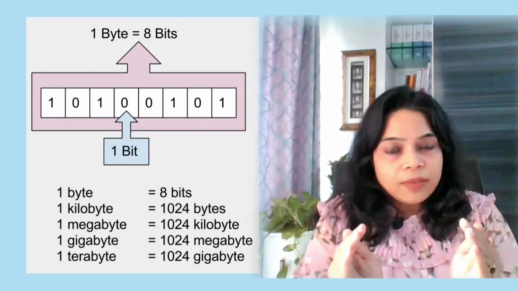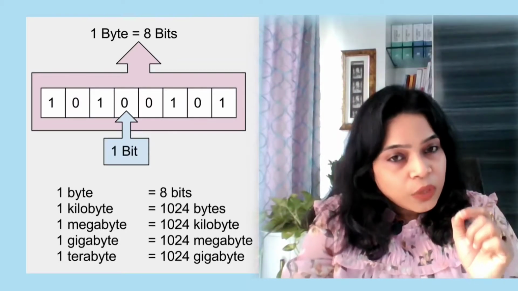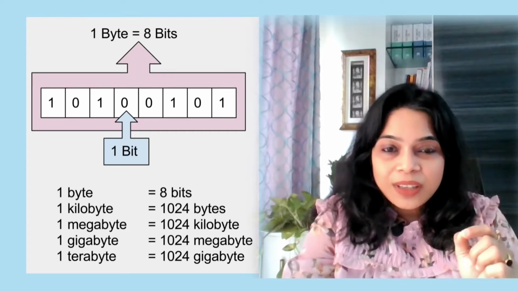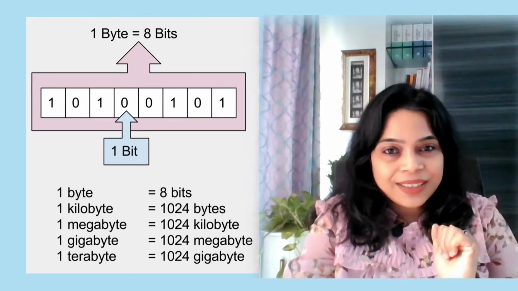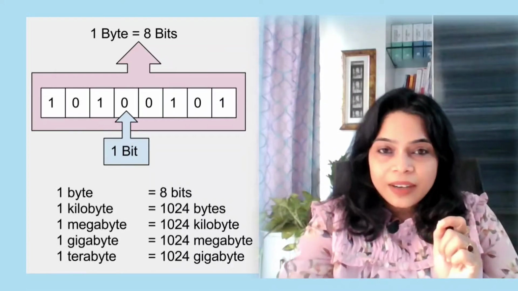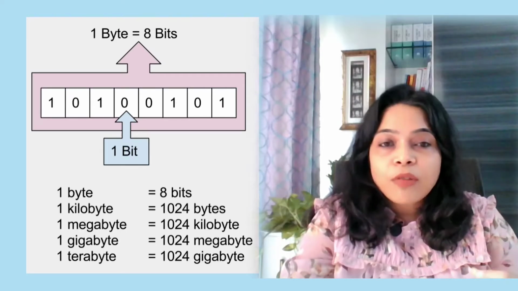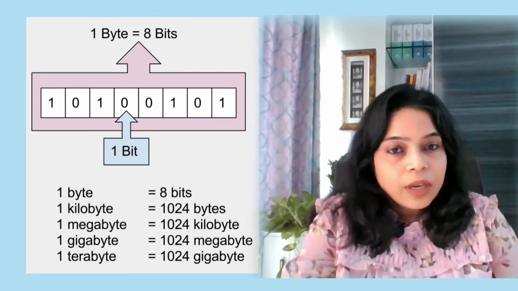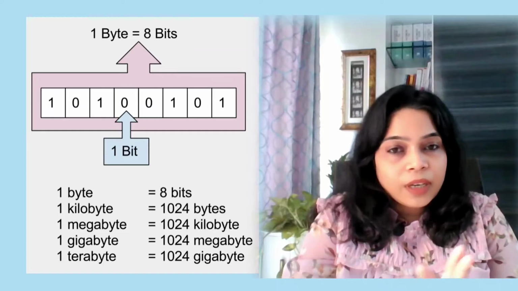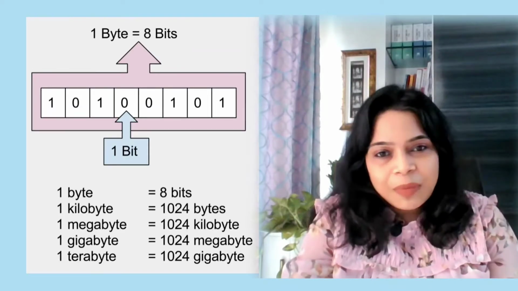8 bits together make 1 byte. 1024 bytes together make a kilobyte. Notice here, it is not 1000. In our standard units, most of the time it is a multiple of 10, 100, or 1000. Here it is not a multiple of 10, 100, or 1000. It is a multiple of 2. Why is it a multiple of 2?